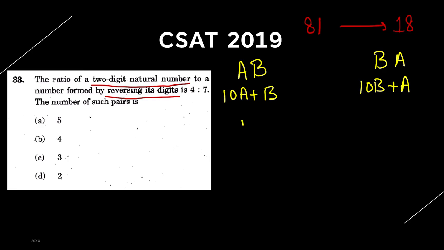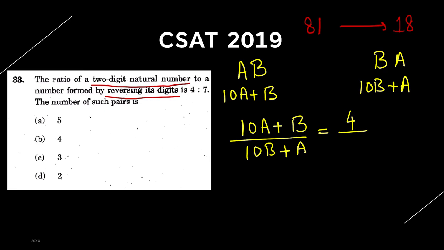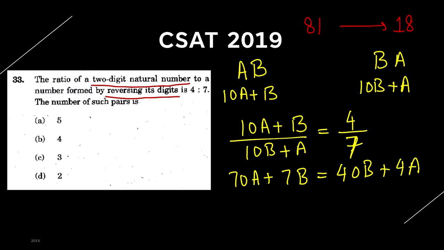Now, ratio of these two numbers means divide the first by the second. 10A plus B over 10B plus A, the ratio is 4 by 7. I hope this is clear. The ratio of a number to the number found by reversing its digits is 4 by 7. Right? Now, what do we get? 7 times (10A plus B) equals 4 times (10B plus A). So, simplify it: 70A plus 7B is equal to 40B plus 4A. I hope this is clear.